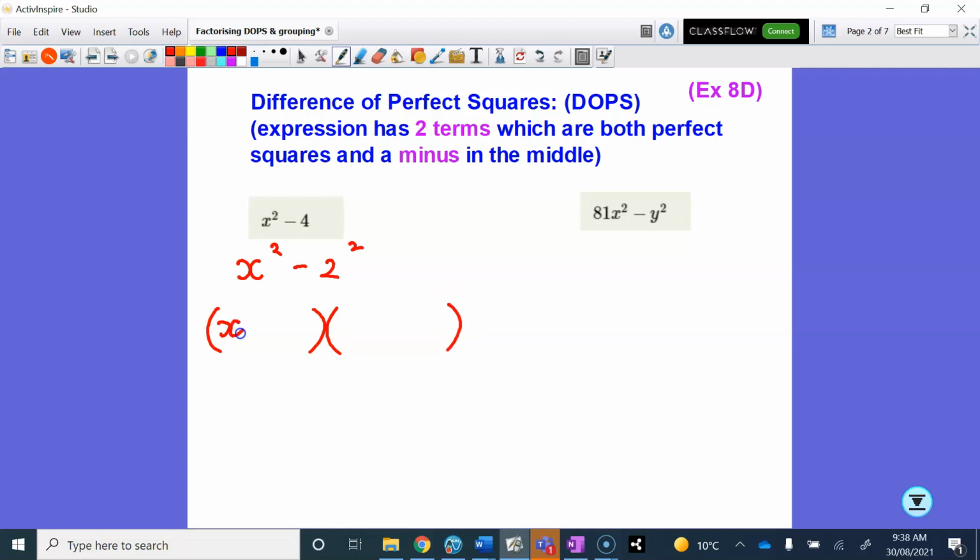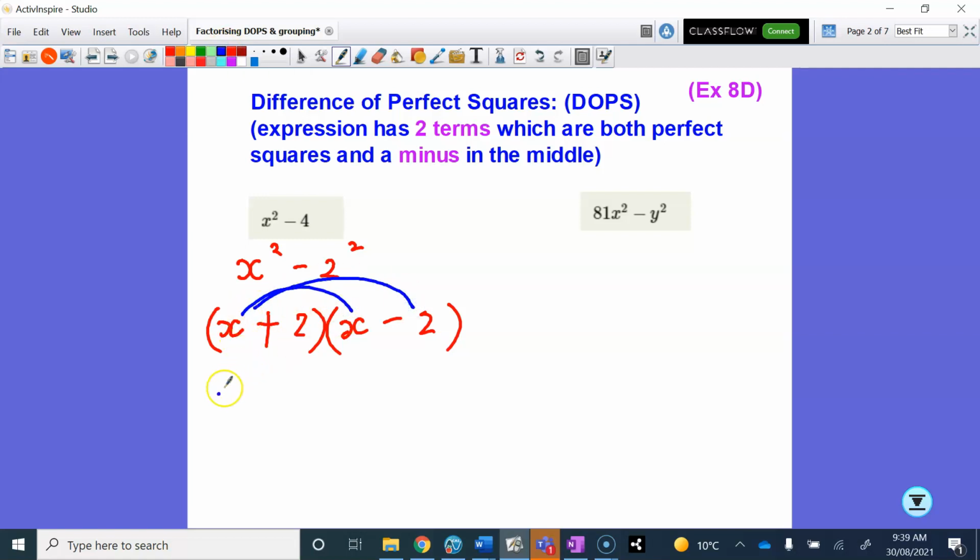The start of both brackets is going to have an x in it. The end of both brackets is going to have a 2 in it. And then because I know it's a difference of perfect squares and I know with my understanding of expanding, one bracket's going to be plus and one bracket's going to be minus. And if I want to check that by expanding my brackets, I can.